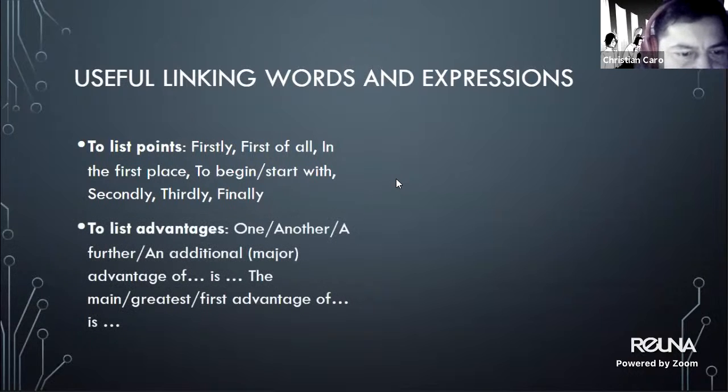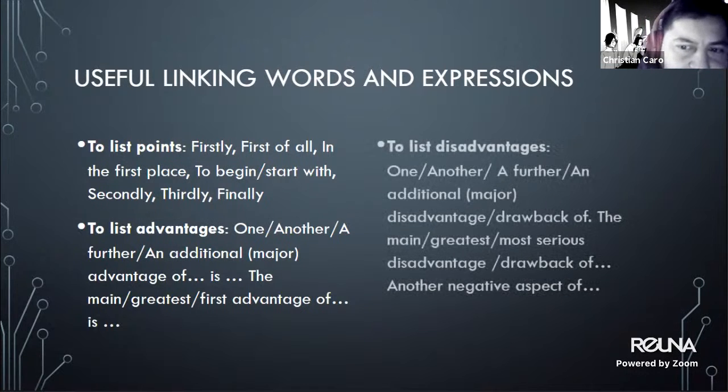To list advantages in this case, one advantage is, another advantage, maybe the second is a further advantage, an additional or a major advantage of whatever it is, and then we name it. Or the greatest or the main advantage of whatever is. In this case, we're talking about pro arguments, positive arguments, but also we can list the disadvantages, right?